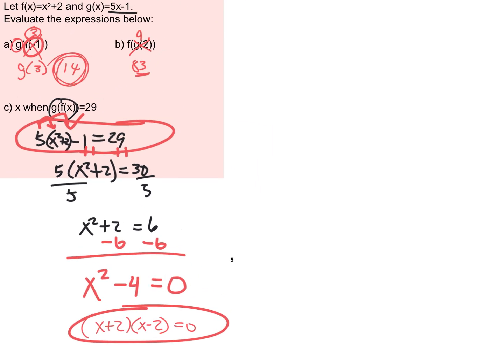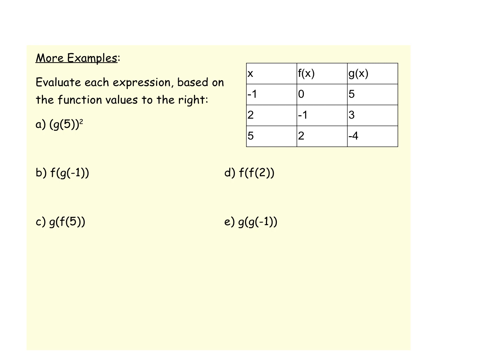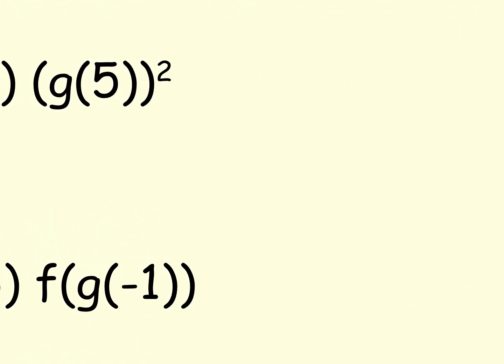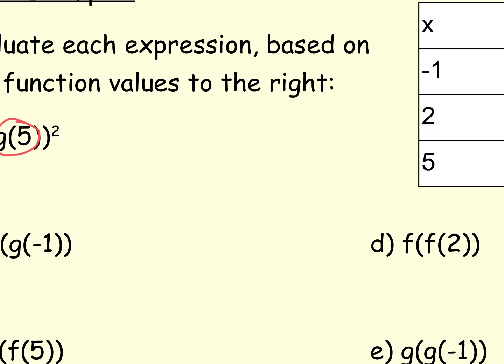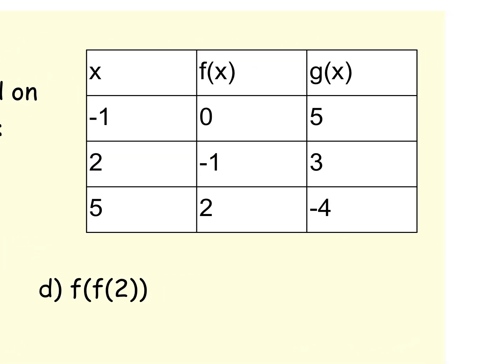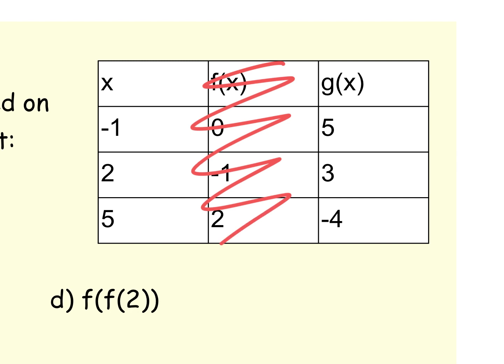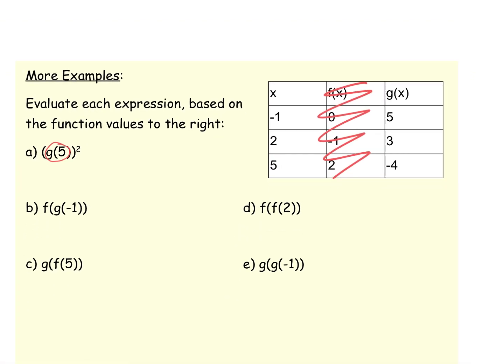Okay, let's move on. Here's one of those chart dealy bobs. Let's see if you remember how to do this. When I have a difficult problem, I just try to do one thing at a time. G of 5 is how I would start. Well, as soon as I know it's G, I'm just crossing this off because I know it's G. So I'm going to focus on that. And then it says G of 5.